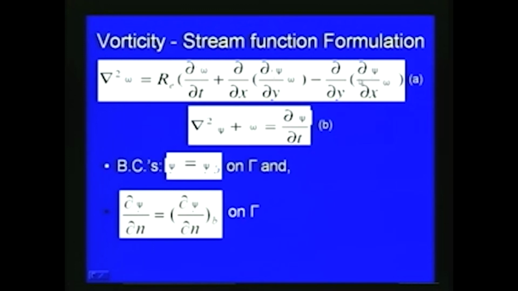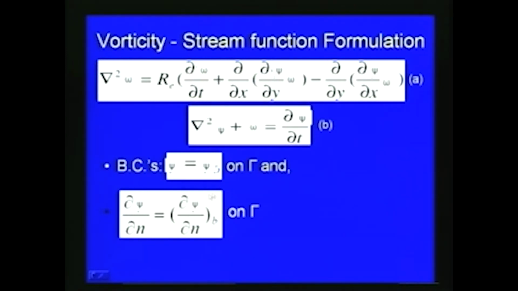So, here we have 2 expressions. The first one is equation A, where del square omega is equal to Re into del omega by del t plus del by del x of del psi by del y of omega minus del by del y of del psi by del x omega, and the second equation is del square psi plus omega is equal to del psi by del t. Here the boundary conditions are in terms of psi: psi is equal to psi b on gamma at the boundary, and then we can have the normal derivative del psi by del n equal to del psi by del n at b.